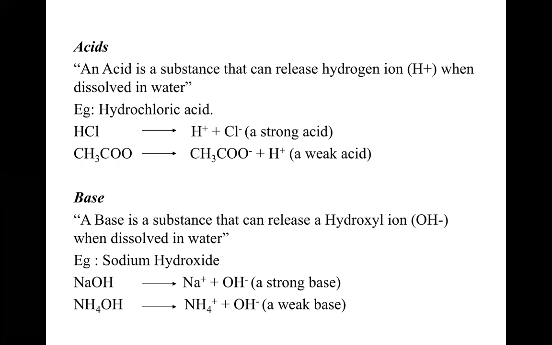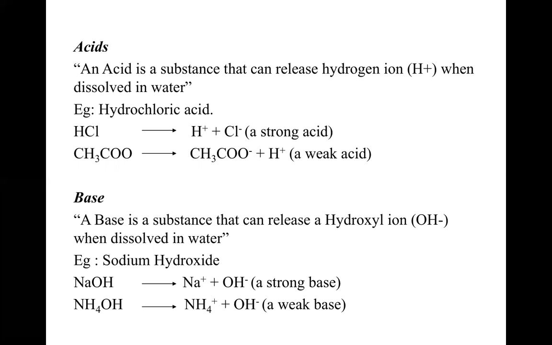HCl reacts with water and gives H+ and Cl- ions. So the release of H+ ion shows that it's an acid. Second is acetic acid, CH3COOH. When dissolved in water, it gives acetate ion, that is CH3COO-, and H+. Again, H+ shows that it's an acid.